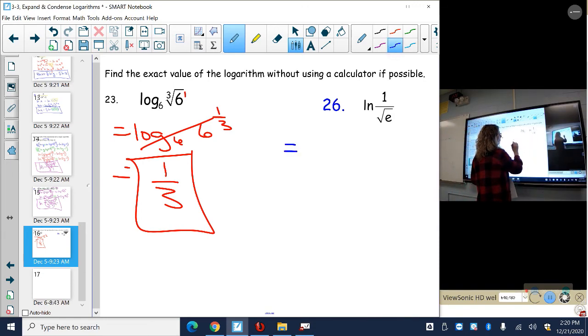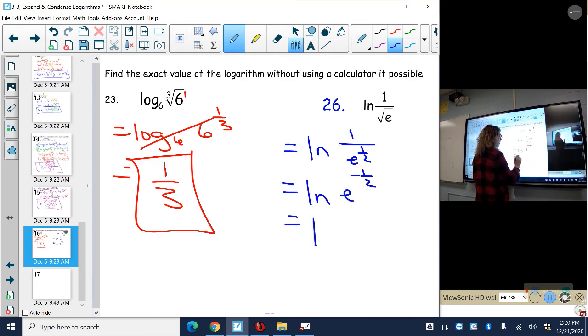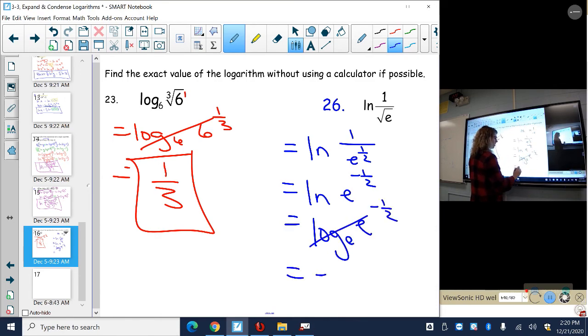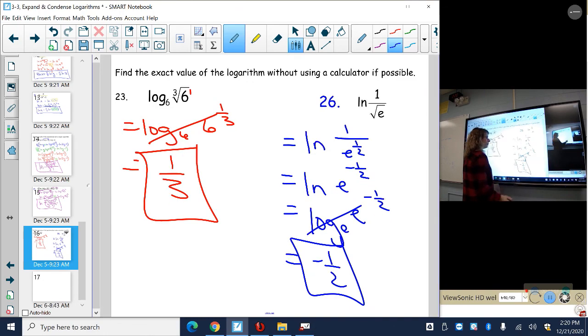Over here, I have the natural log of 1 over e to the 1/2. It is in the denominator, so to move it to the numerator, that becomes a negative 1/2. This is log base e of e to the negative 1/2. Those cancel out to give you negative 1/2.